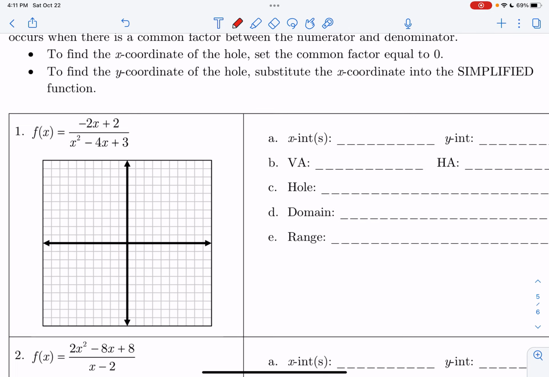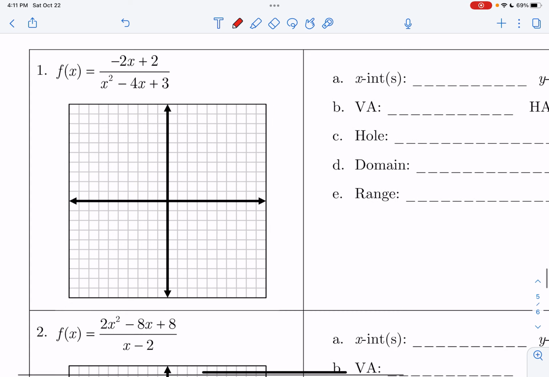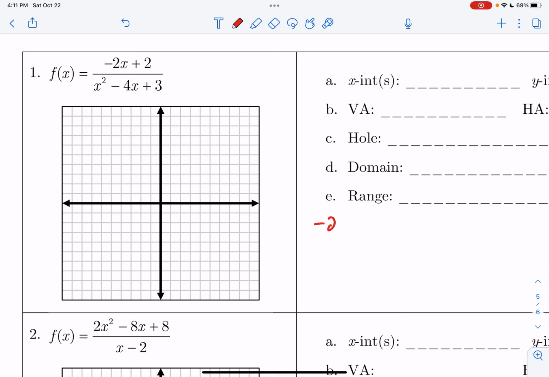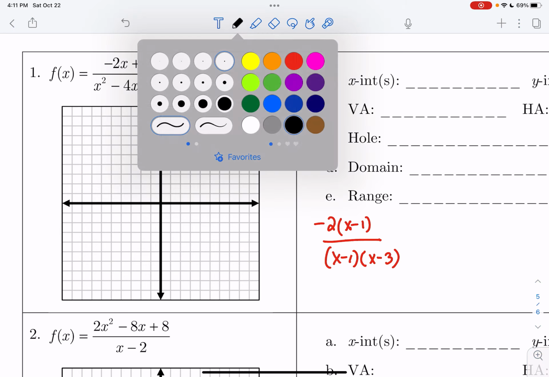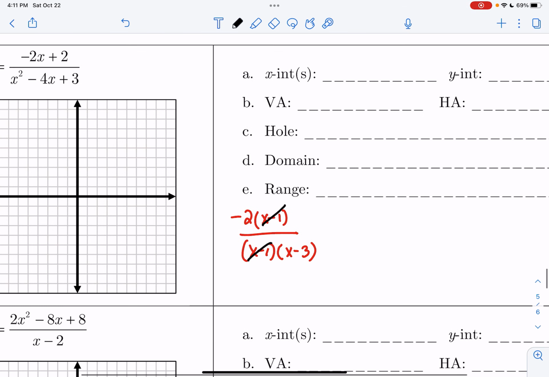So in number 1, you're going to find the x, y, vertical, horizontal, hole, domain, and range. But before you do all of that, you got to make sure that everything is simplified. So I'm going to go ahead and simplify this out. And then once I simplify that out, you'll notice that I can simplify the x minus 1. That's going to give me negative 2 over x minus 3.